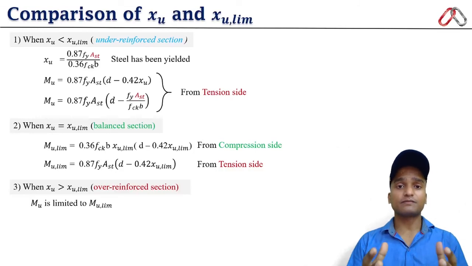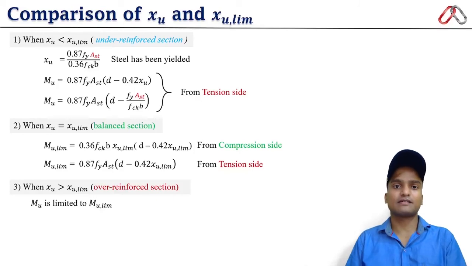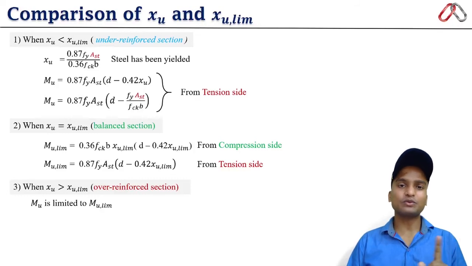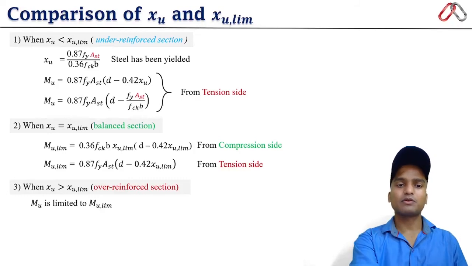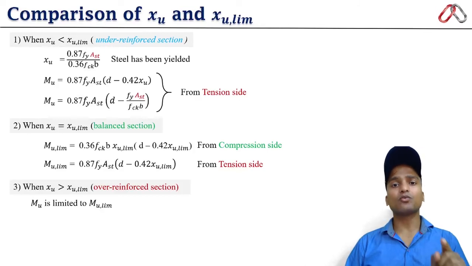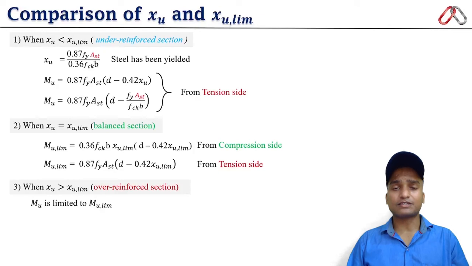If in case the actual depth of neutral axis we obtain exceeds the limiting depth of neutral axis, which is going to be an over reinforced section, so in that case we are not going to use the value of Xu, alright, because Xu is limited to Xu limiting, and in that case also Mu is not calculated. In fact, in over reinforced section Mu remains limited to Mu limiting. Can you understand this? Because Xu cannot exceed Xu limiting, so how can Mu exceed the Mu limiting? Because these are the limiting values, and that is the limiting capacity of the cross section.